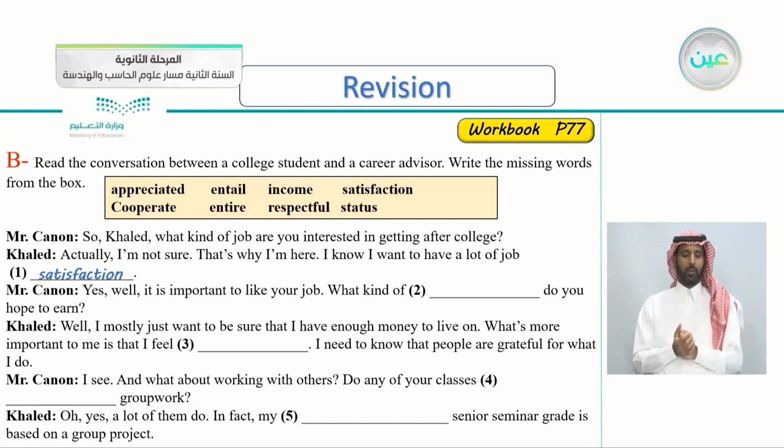Mr. Cannon: Yes, well, it's important to like your job. So when you are satisfied with your job, like myself, you are happy and you like your job. What kind of... do you hope to earn? The word earn here is the key to the answer. To earn, to get something. So what kind of what? Yes, that's correct. What kind of income do you hope to earn?